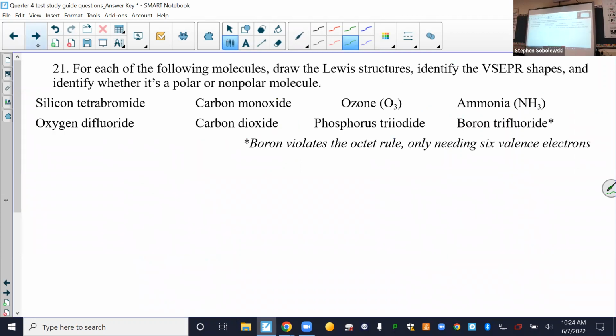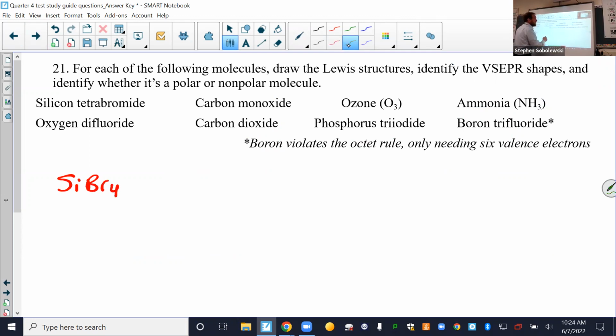Number 21. All right, this is the final problem, and this will be a long one. Obviously, I'm dealing with a lot of structures here. So for each of the following molecules, draw the Lewis structure, identify the VSEPR shape, and identify whether it's a polar or non-polar molecule. So let's start with silicon tetrabromide, which is going to be SiBr4.